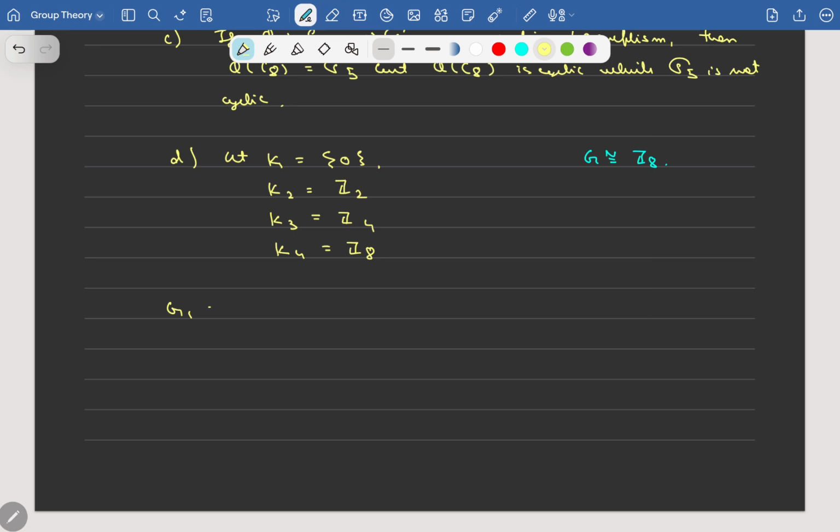So therefore you have G1 to be the whole group G, you have G2 to be Z8 mod Z2, and so it will come out to be Z4. Then you have G3 to be Z8 mod Z4, which comes out to be Z2, and finally you have G4 to be just 1.